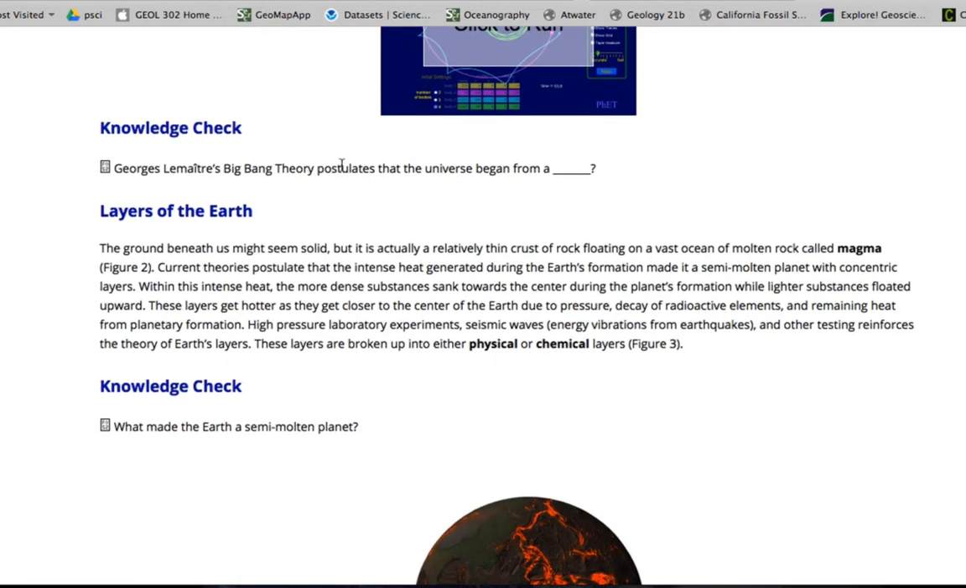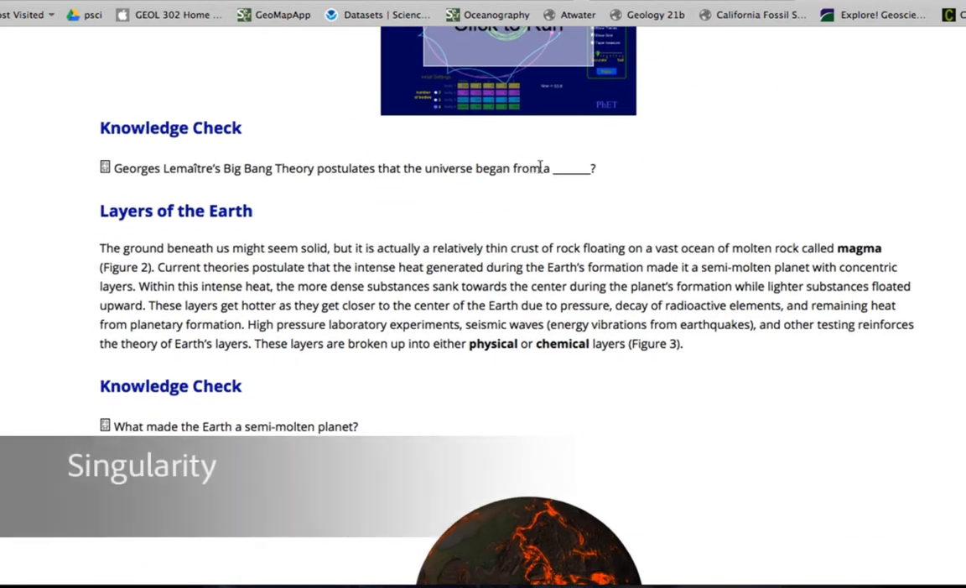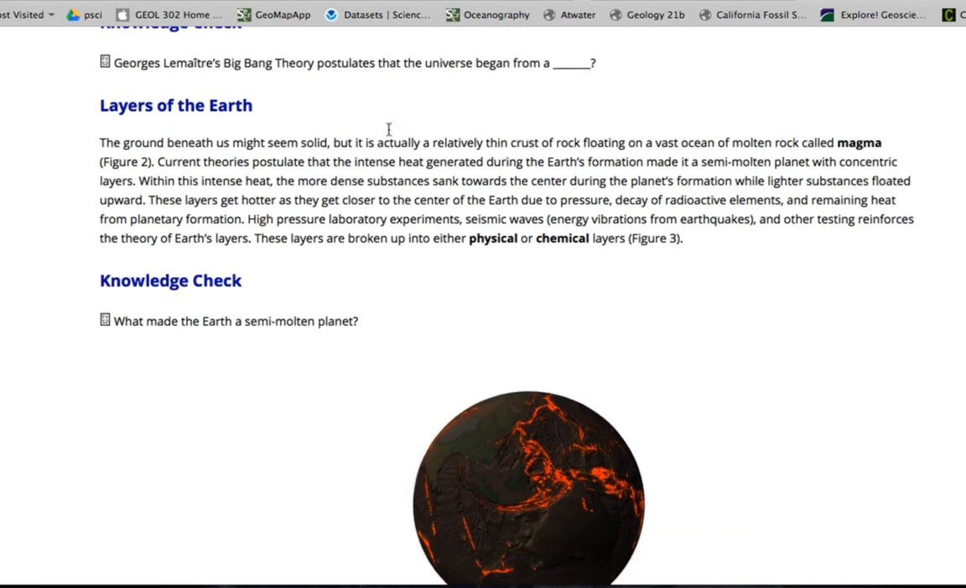Remember, the Big Bang postulates that the universe began at a single point. And that concept is called singularity. And then they go into these layers of Earth, right? Now, there's a problem here is that there is not a vast ocean of magma under our feet. That's untrue. Part of the problem with this introduction is that they refer to the mantle as being mostly molten, when in fact it's solid.